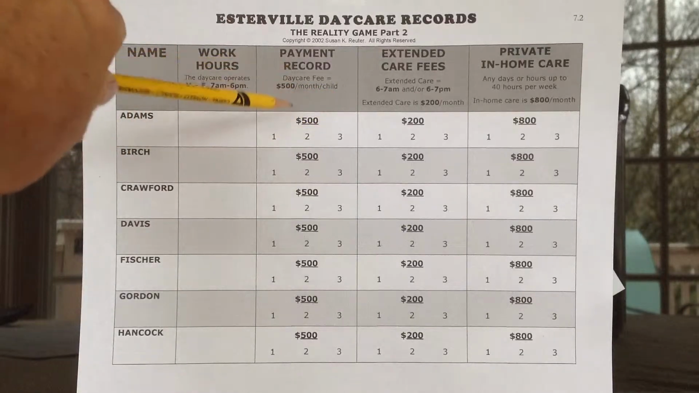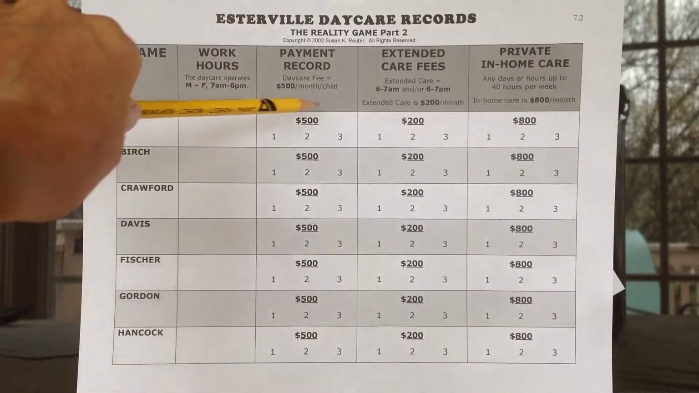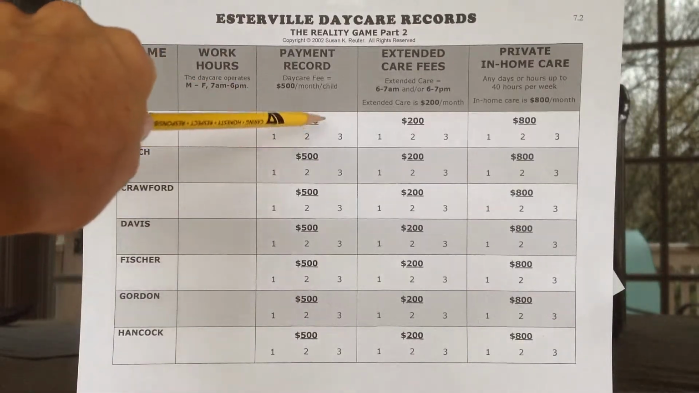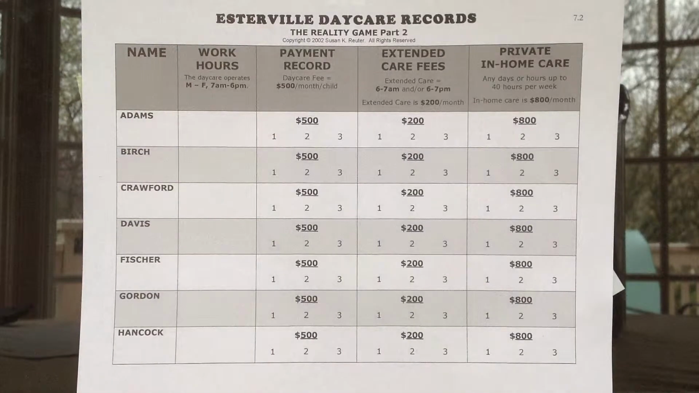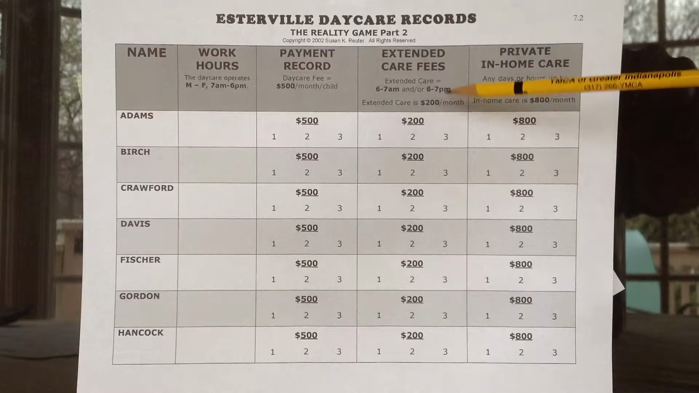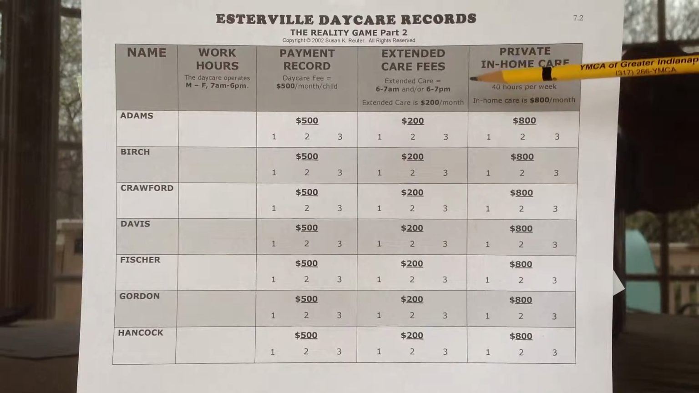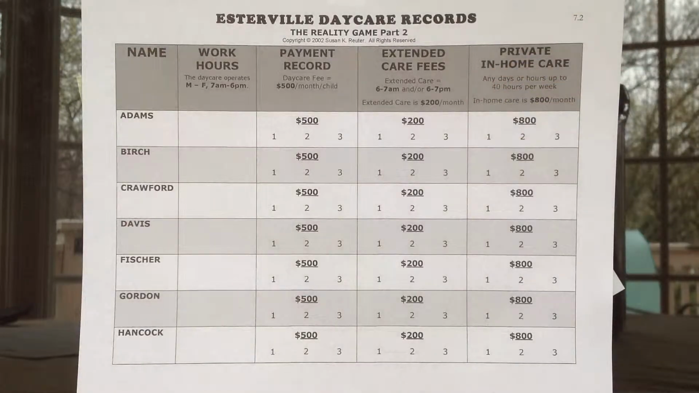If their hours fit into that 7 a.m. to 6 p.m. time frame, no problem. They'll get to do the $500 for that month. But if they don't, they can actually get extended care from 6 a.m. to 7 a.m. or 6 p.m. to 7 p.m. And that costs them an extra $200 per month.